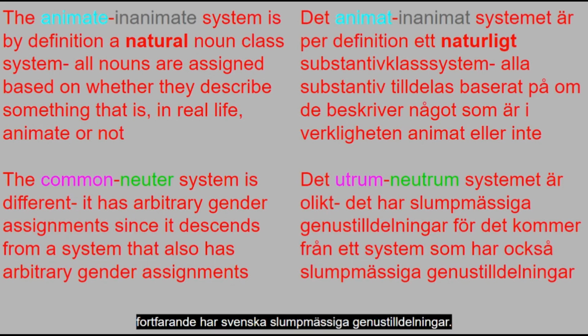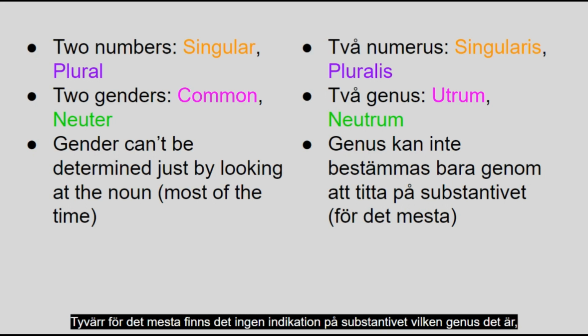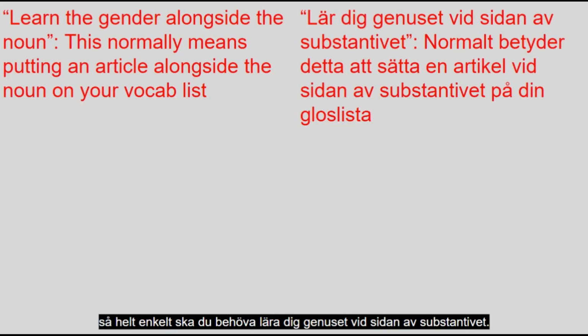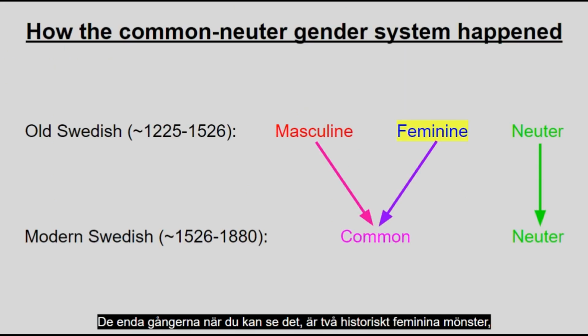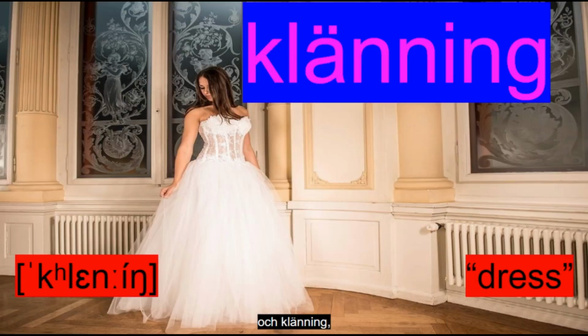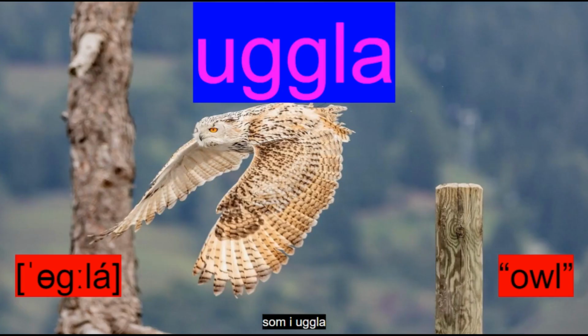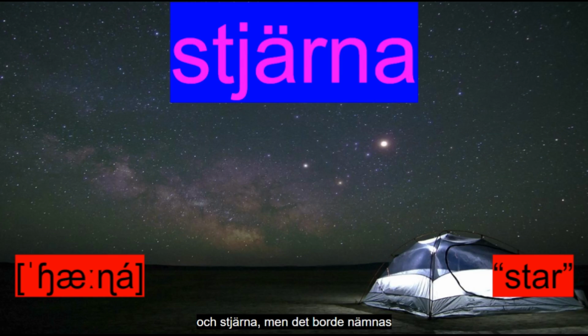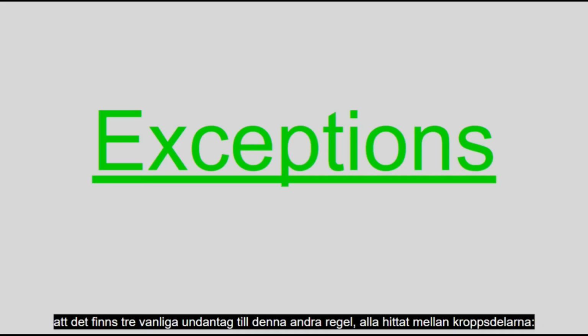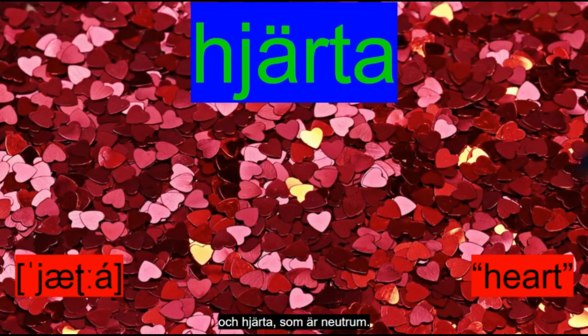Swedish still has arbitrary gender assignments. Unfortunately, most of the time there's no indication on the noun which gender it is, so you just have to learn the gender alongside the noun. The only times you can tell are 2 historically feminine patterns, which means that they're modern common nouns. First, the suffix ing like in aning and klänning, and second, the suffix a like in ugla and stjärna. But it should be mentioned that there are 3 frequent exceptions to this second rule, all found among the body parts, öga, öra, and hjärta, which are neuter.